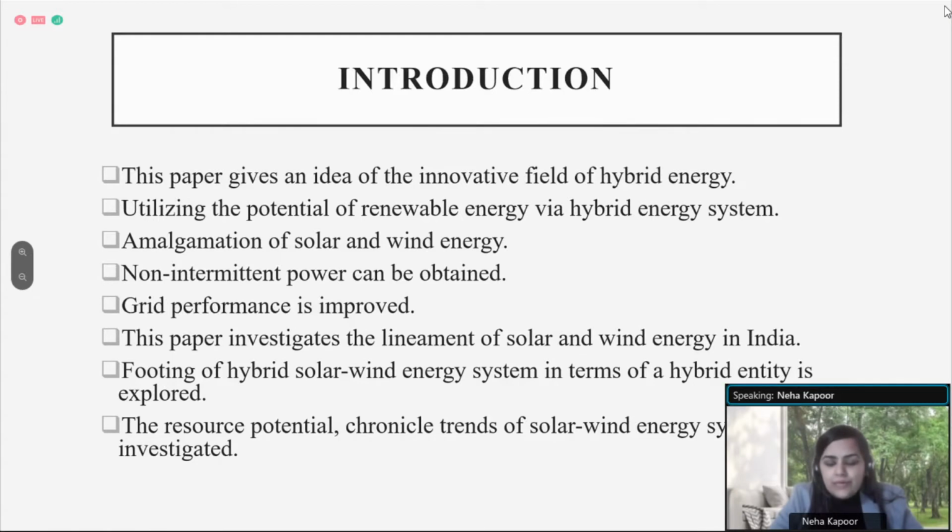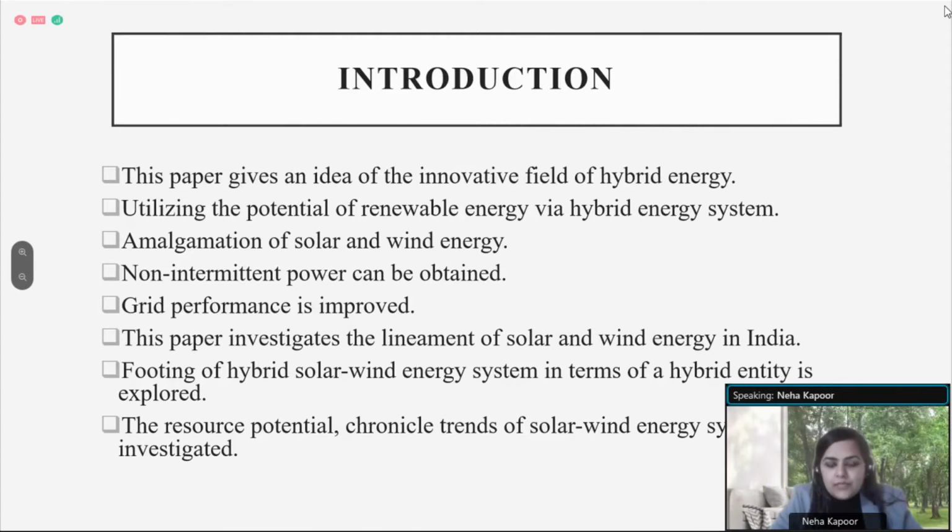In the case of hybrid renewable energy systems, we try to enhance the potential of renewable energy sources. So we are trying for hybridization of solar and wind here. The main advantage that we have got is non-intermittent power. Power is something where we should not get any kind of intermittency in between, otherwise many things get hampered.